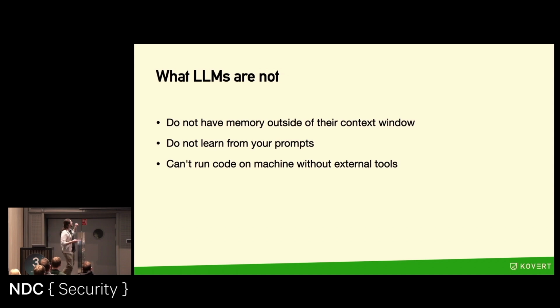It can't run code on your machine without external tools. I remember when ChatGPT came out, a whole bunch of bug bounty hunters had ChatGPT hallucinate a shell for them, and they thought they had gotten a shell on ChatGPT servers, which is just ridiculous. It can't run any code on your machine without you giving it the tools to do that.